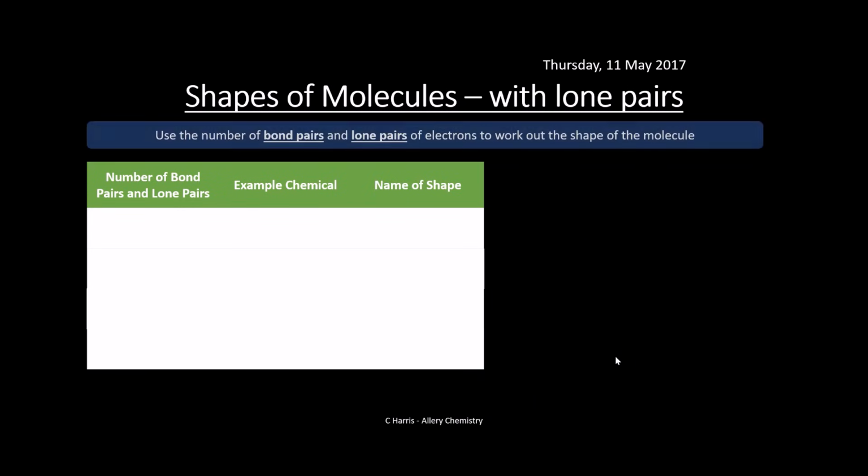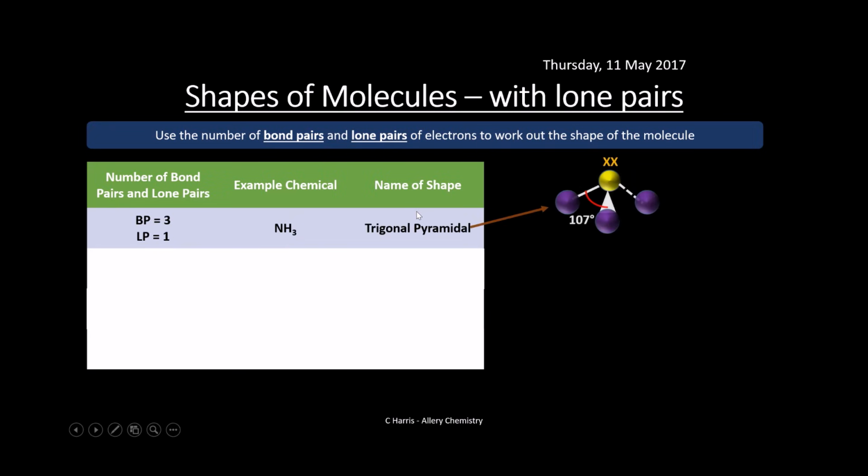Okay, let's have a look at them with lone pairs. So again, same setup. Bond pairs 3, lone pairs 1. An example would be ammonia. The name of the shape is trigonal pyramidal. There it is, look, 107 degrees this time. So we start at 109.5 for tetrahedral, shrink it by 2.5 degrees, we get 107.